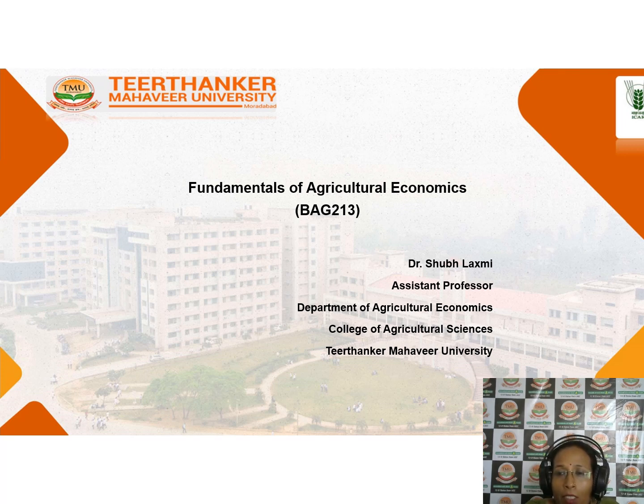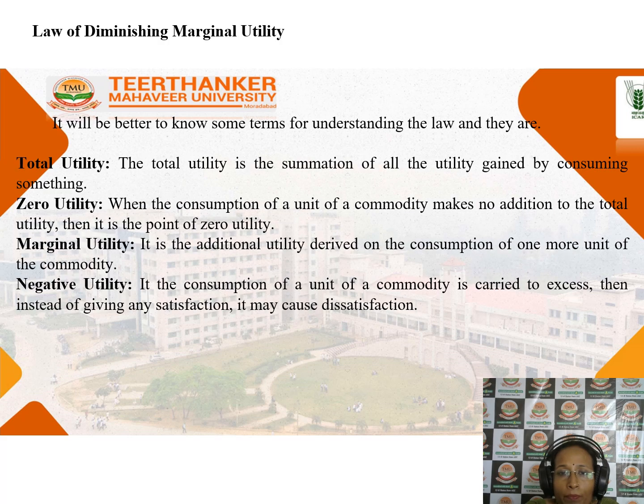Now let's start with the topics of this: the law of diminishing marginal utility. We included some terms for understanding the law. The first one is total utility. The total utility is the summation of all the utility gained by consuming something.